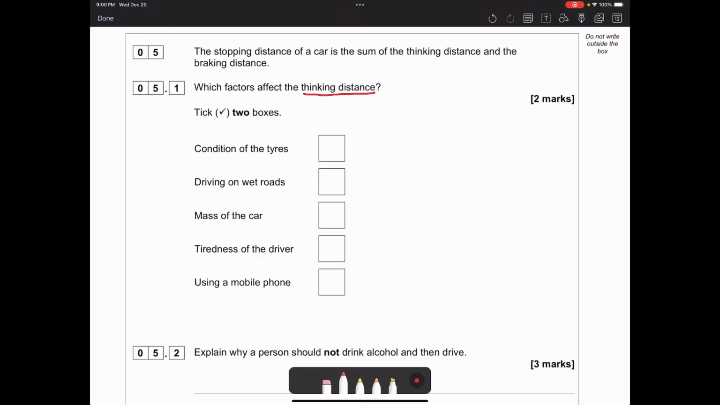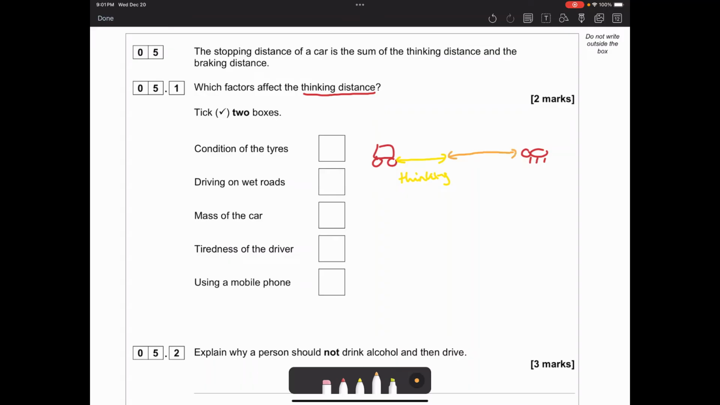So remember, if you've got a stopping distance, it's the amount of distance travelled before a car or an object actually stops. So imagine a car is coming along and then a cat jumps out in the middle of the road and the car slams on the brake. Now the time it takes for the driver to then think about stopping is called the thinking distance.